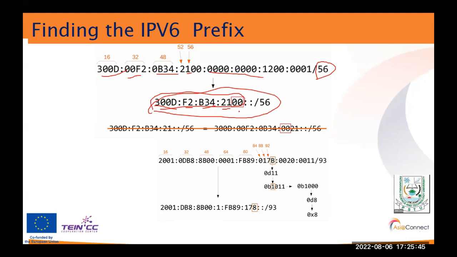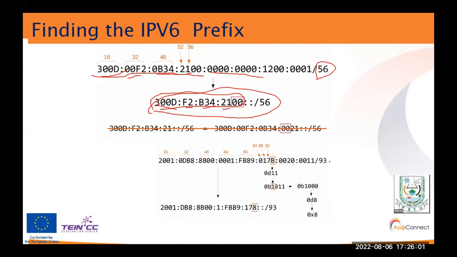I am not sure. So based on /56, you need to convert this. From these 64 bits, you need to fix which one is your prefix length. So you need to study it.